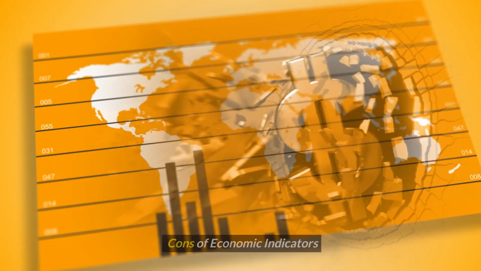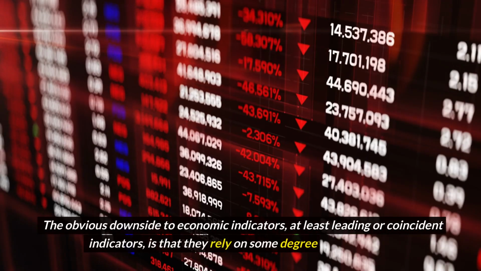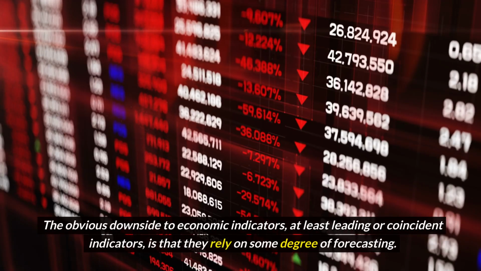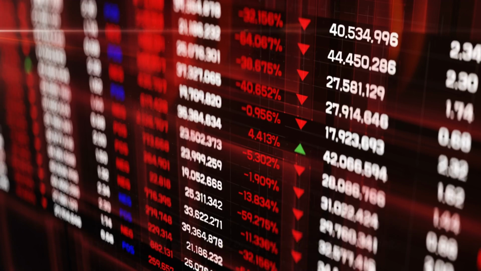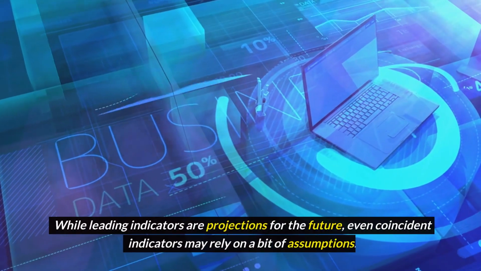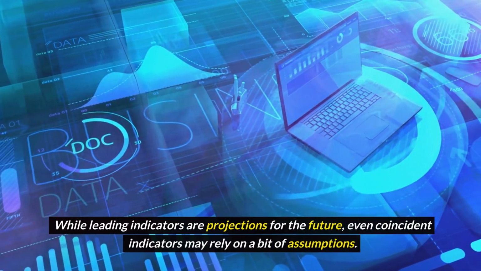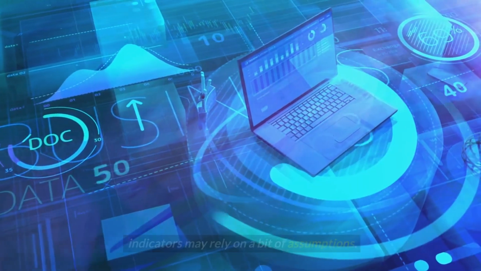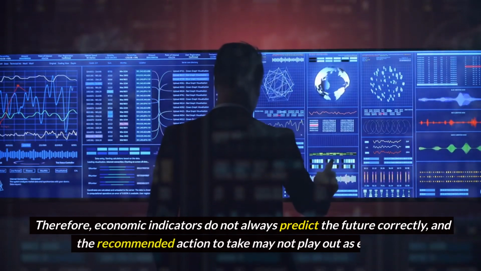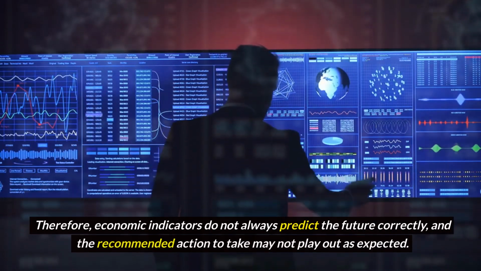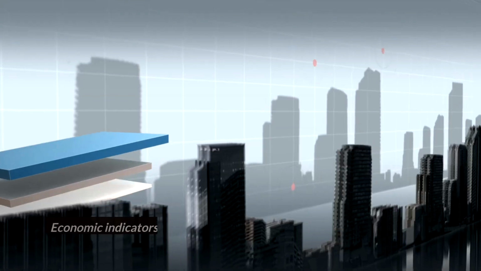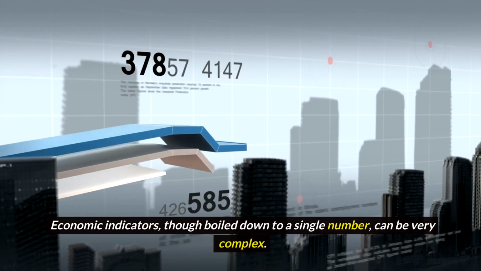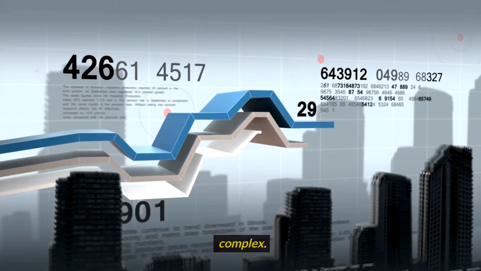Cons of economic indicators. The obvious downside to economic indicators, at least leading or coincident indicators, is that they rely on some degree of forecasting. While leading indicators are projections for the future, even coincident indicators may rely on a bit of assumptions. Therefore, economic indicators do not always predict the future correctly, and the recommended action to take may not play out as expected.